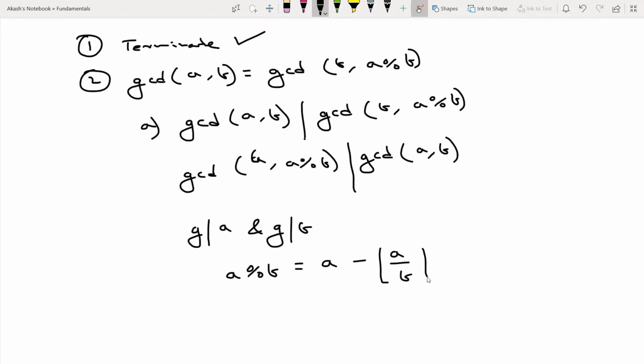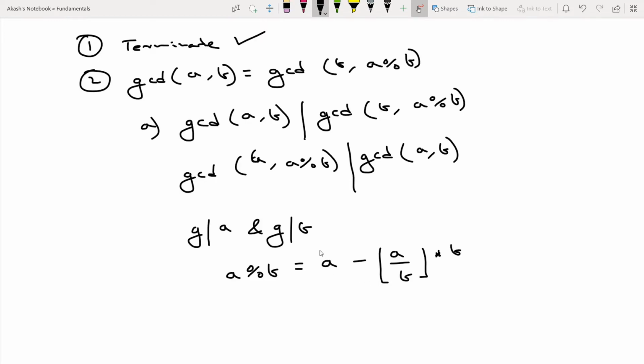This is the floor function of A by B. Now, this one is the quotient. This A modulo B, the remainder, is equal to the dividend minus the quotient times the divisor. So this is true.